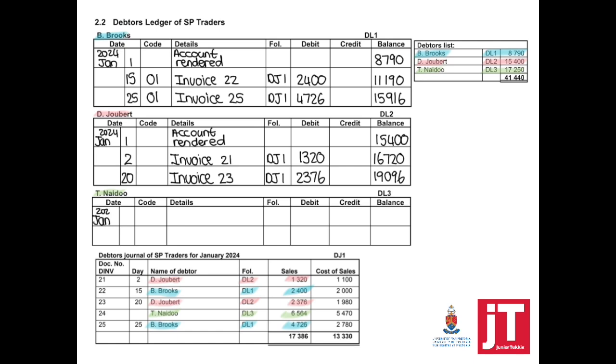The last debtor is Naidu. We start with the account rendered on the 1st of January 2024. Go straight to balance, 17,250. Then, during the month, on the 20th, he purchased from us again, invoice number 24 was issued from the debtors journal, 6,564, and my new balance, 23,814.